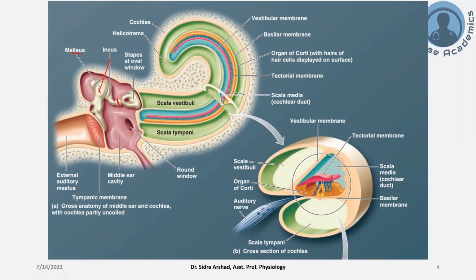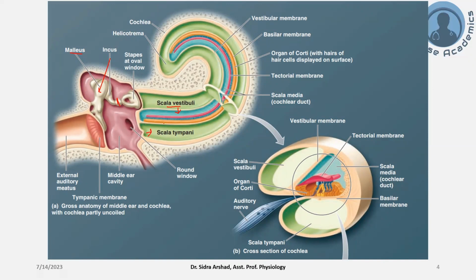The cochlea is a coiled structure. If we uncoil it, it is composed of this membranous labyrinth, which is divided into three compartments. Immediately in front of the oval window is the compartment known as the scala vestibuli. Then there is another compartment immediately beneath the scala vestibuli, known as the scala media. The scala media houses the organ of Corti. Beneath the scala media is another compartment known as the scala tympani.